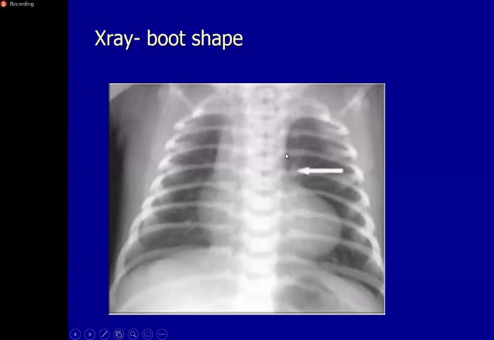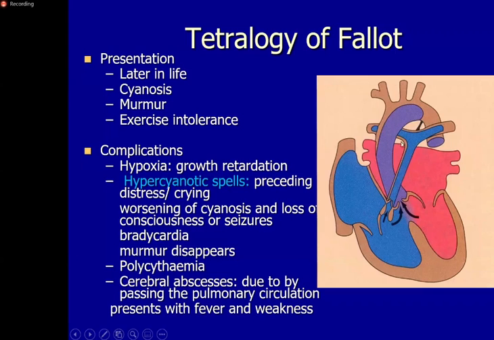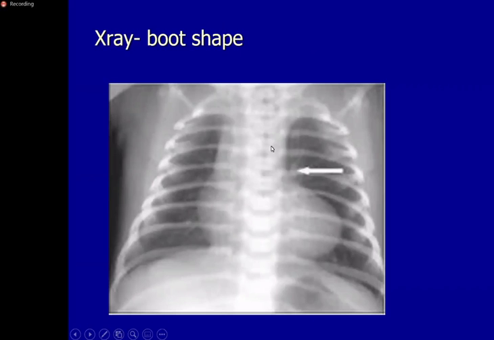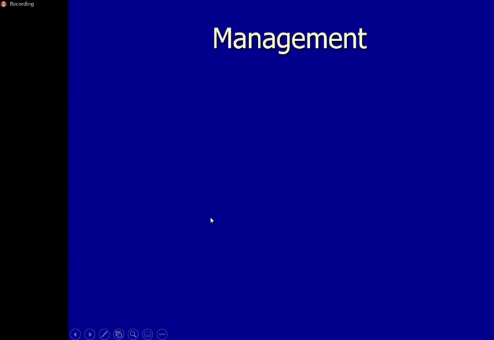Then you will have what is called a boot-shaped heart, because this is very narrow. Now this pedicle is formed by the aorta and the pulmonary trunk. So they will be very close together because the pulmonary trunk is very narrow. As a result of that, you get a narrow pedicle. Then you have the right ventricle here, which enlarges, so it pushes the apex up. So you get a boot-shaped heart. That is one main thing.